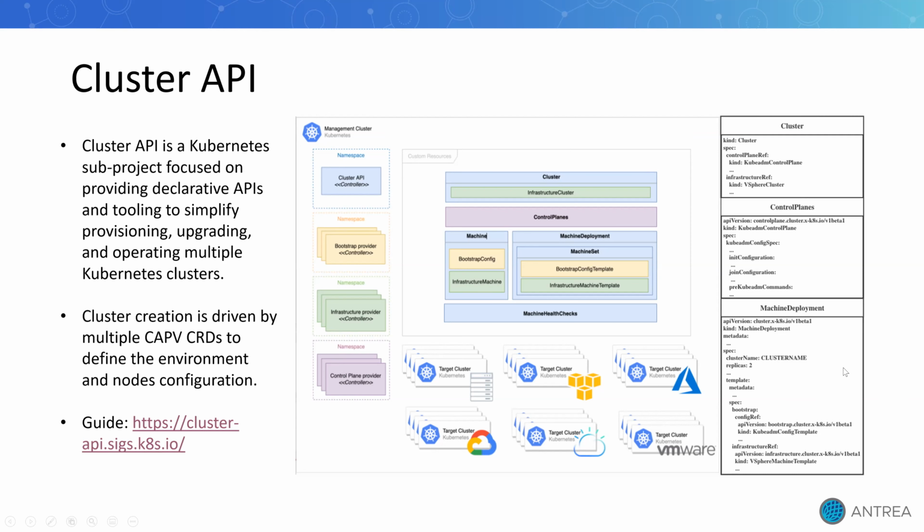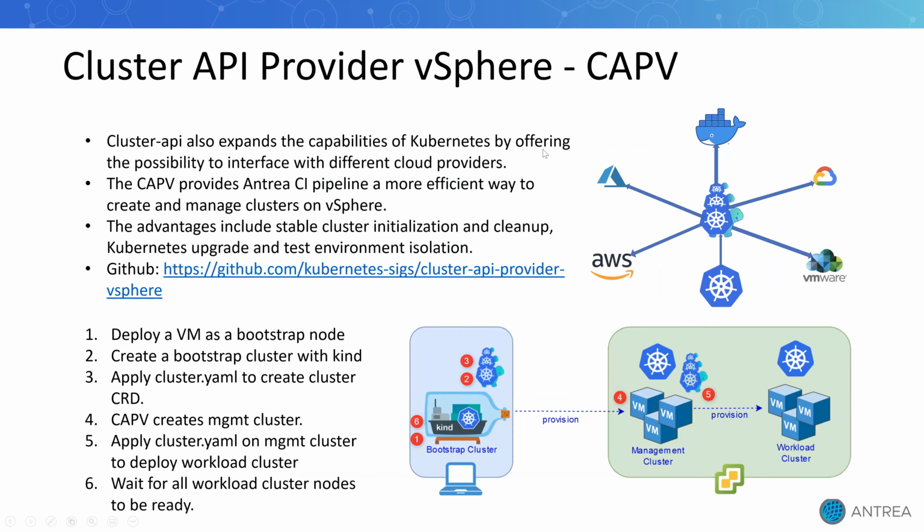And then let's go specifically to Cluster API provider vSphere. So this is the current Cluster API provider we are using for Antrea CI. So it deploys Kubernetes on demand on a vSphere cluster. And actually the workflow is like, firstly, we need to deploy a bootstrap cluster. And this cluster is usually a VM with a kind cluster inside.